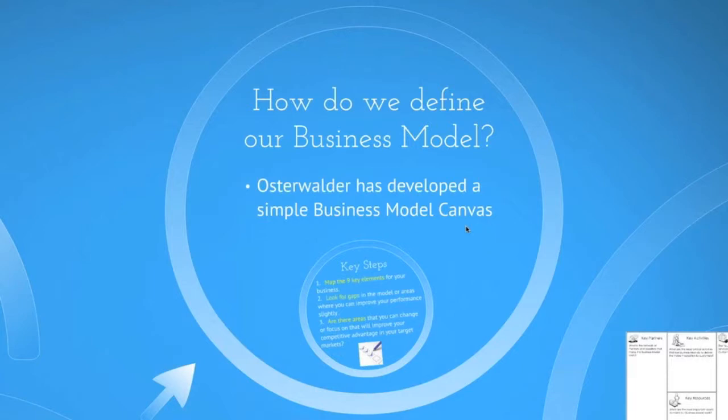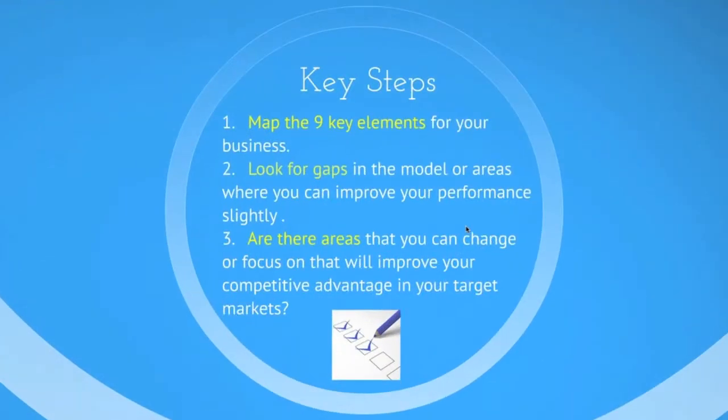Now, I'm going to explain the canvas in a bit of detail in a minute, but let's talk about the key steps involved in actually developing a simple summary of your business model. The first step is to map the 9 key elements for your business. We'll go through those elements in just a second, but there's 9 key elements that cover a whole range of things, and you map those out and write notes on them and define what each of those elements are for your business. Once you've done that for where your business is now, you can then come back and look for the gaps in the model or the areas where you can improve your performance and lift your performance.